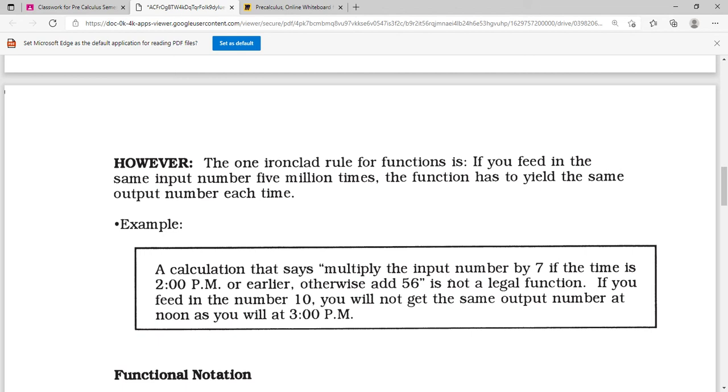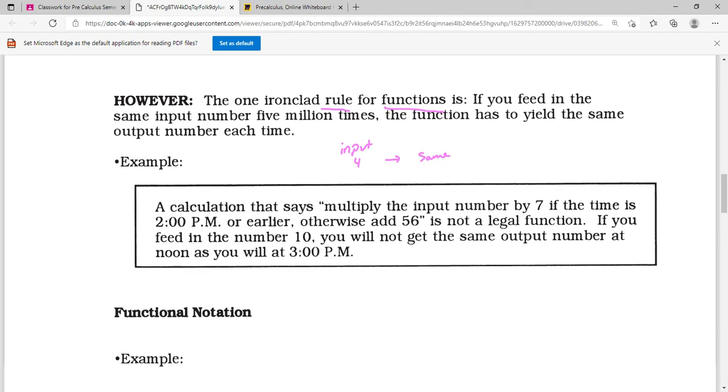The one rule for functions is if you feed in the same input number, no matter how many times, 5 million times, the function has to yield the same output number. So every time we put in an input number that is the same, say input 4, our function has to have the same output no matter how many times we put that same input number in.